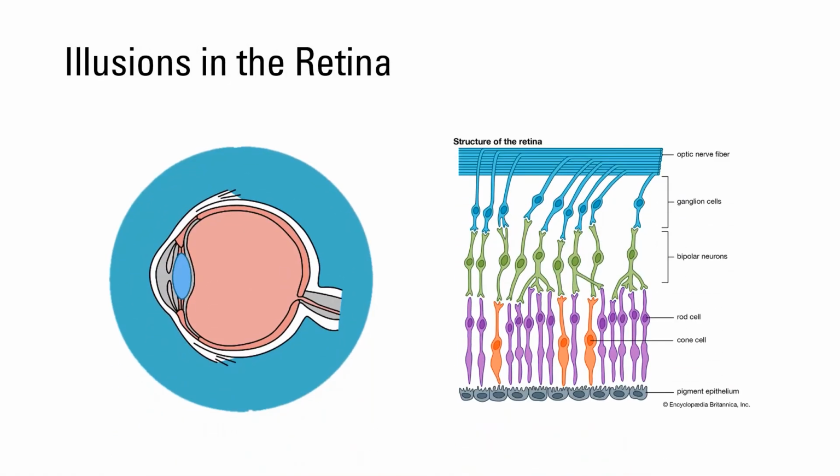There are many optical illusions that happen because of how the retina works. We're going to go ahead and take a look at 3 different illusions that show just how the retina plays a role in processing pictures before the information gets sent to the brain.